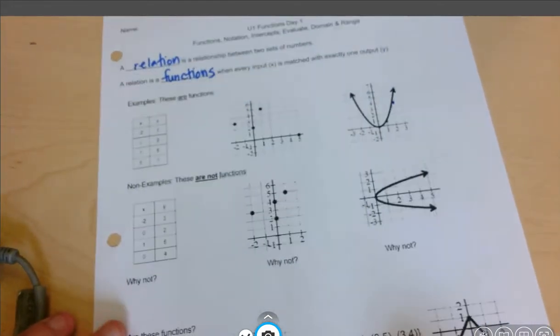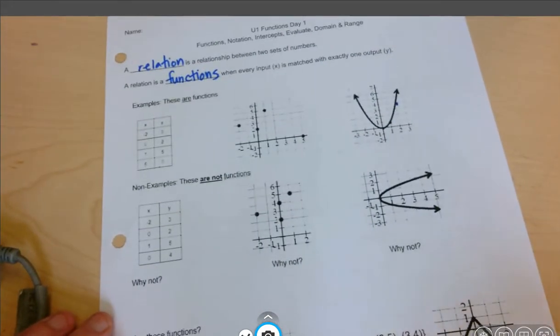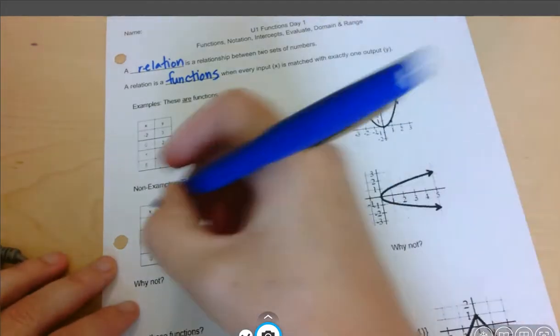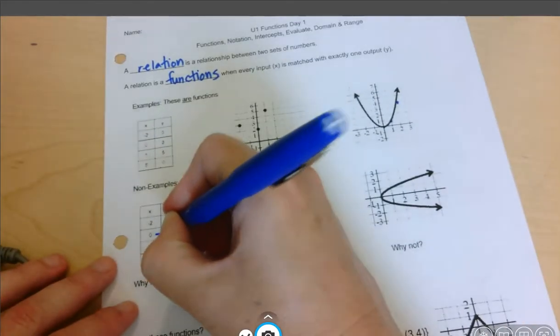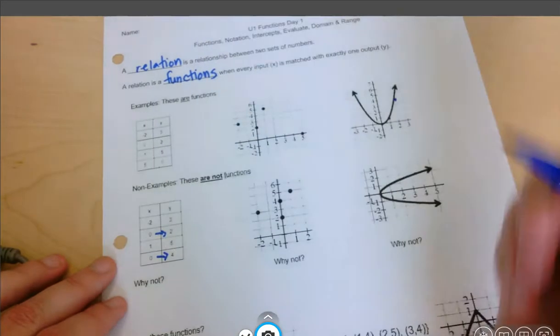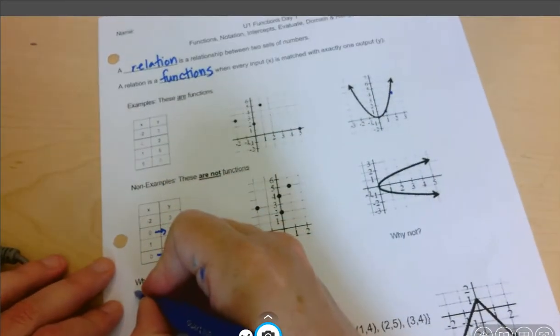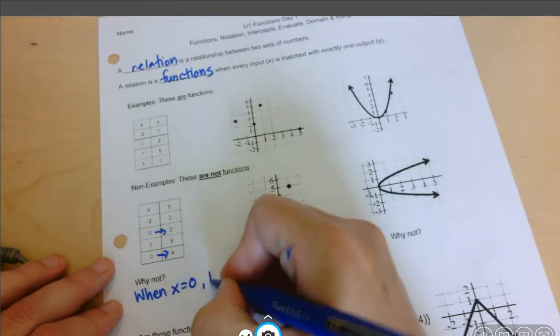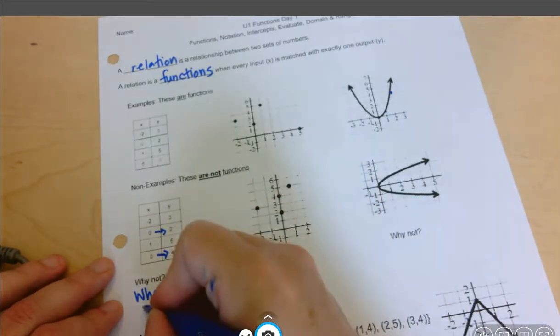But over here we have some non-examples. And the question you should ask yourself before you continue listening is, why are these not functions? So for the first one, you should notice that when you input 0, you have two different outputs. So when x equals 0, there are two different outputs.